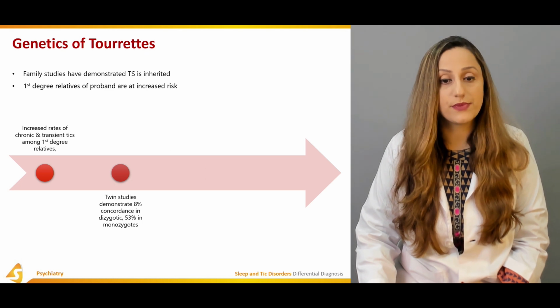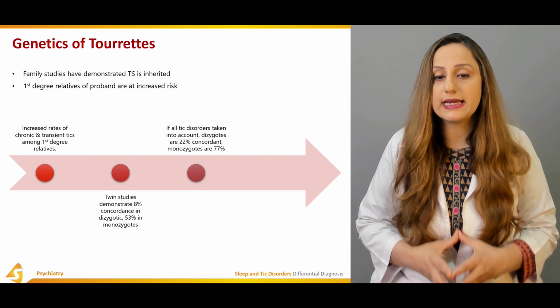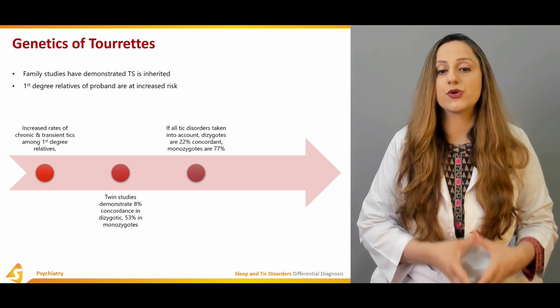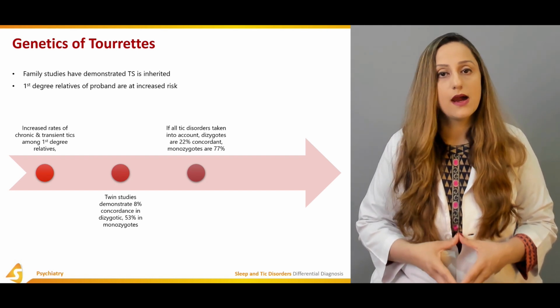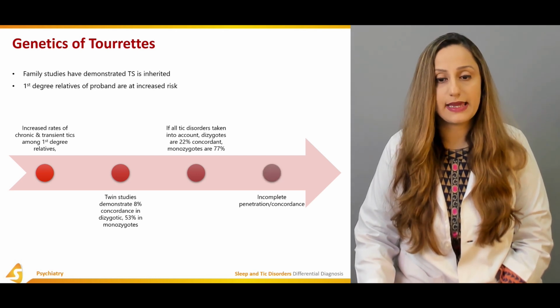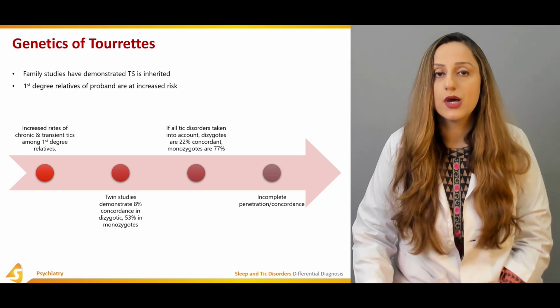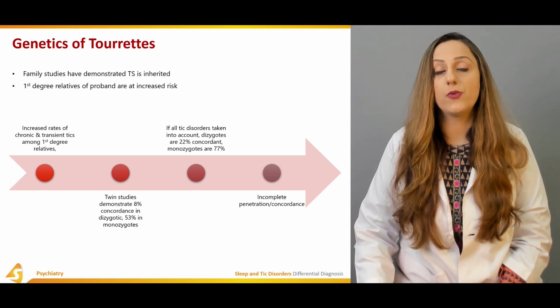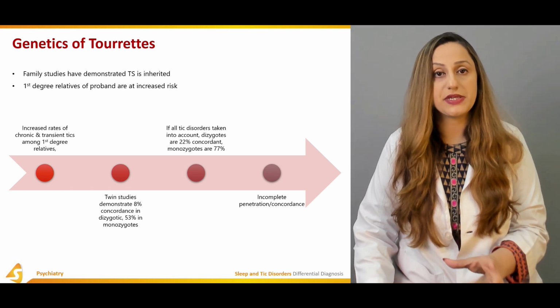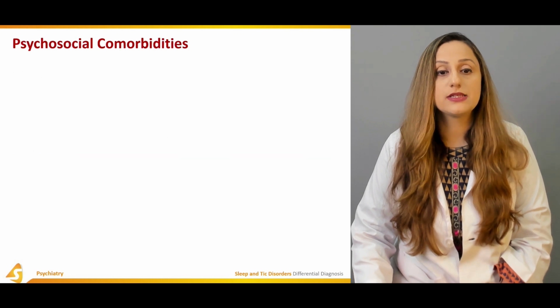They are more prevalent if all the tic disorders are taken into account: the dizygotes are 22% concordant and the monozygotes are 74% concordant in this case. Incomplete penetrance or concordance is one of the causative factors, or one of the genetic abnormalities, that is present in this particular person or this particular baby who has developed this Tourette syndrome.